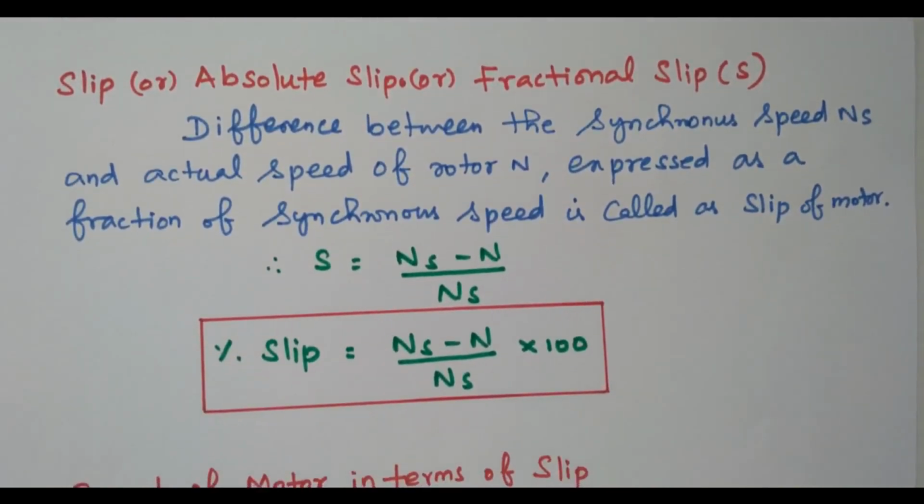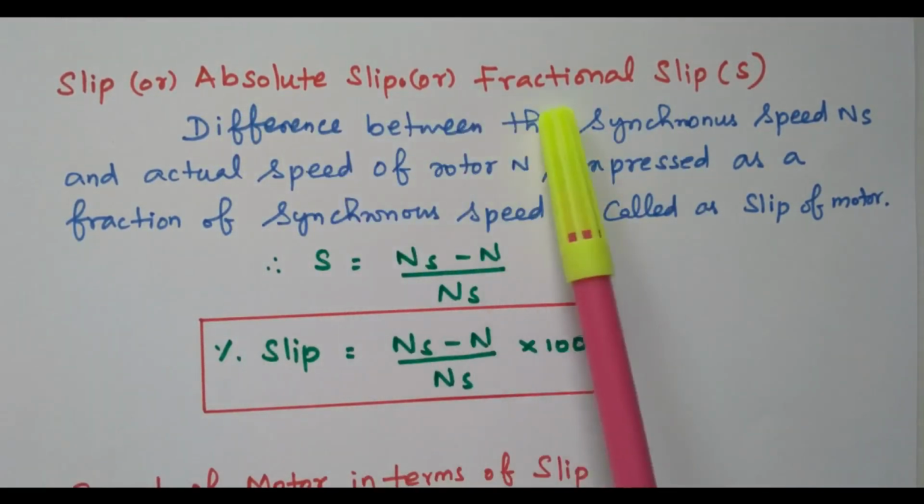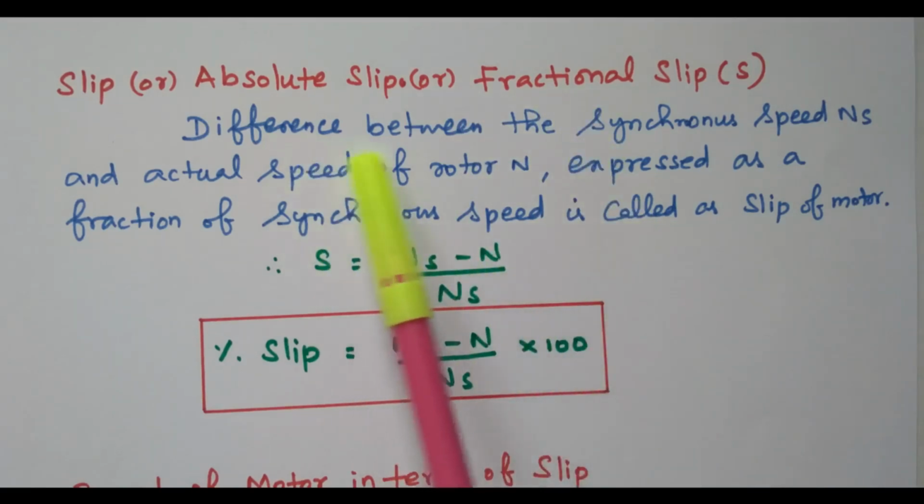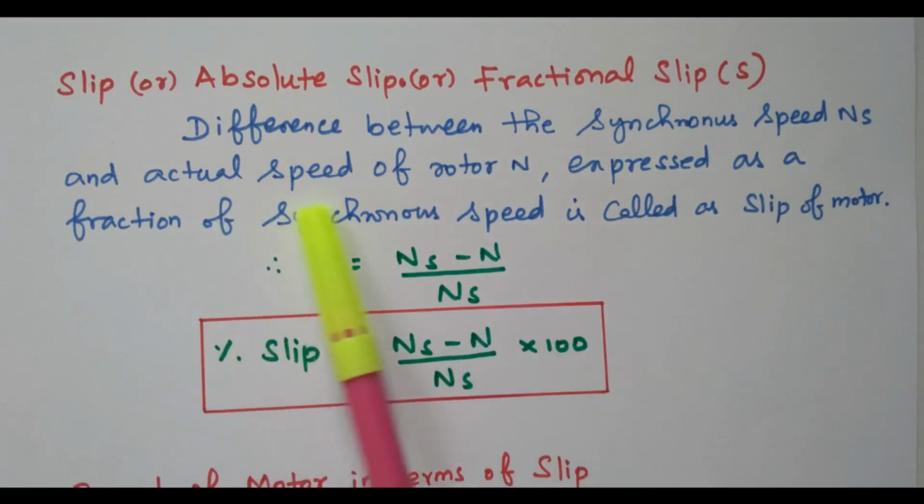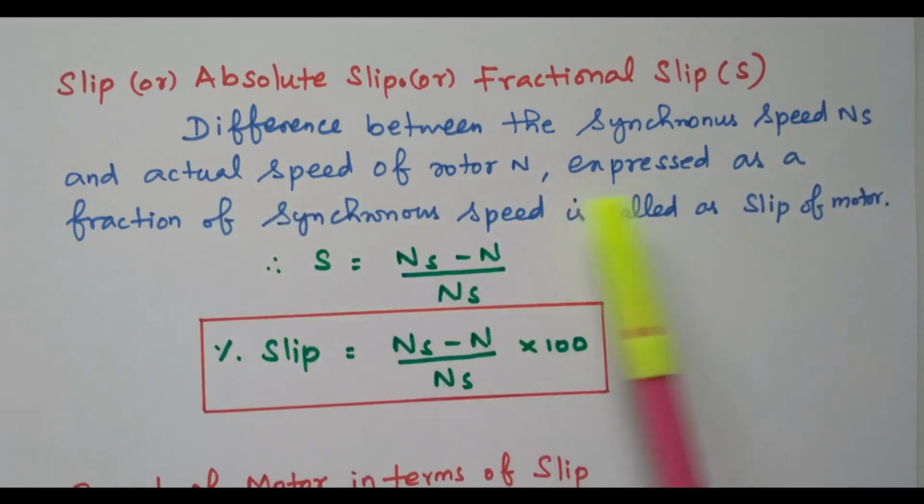Now we will see the definition of the slip. The slip is also called absolute slip or fractional slip. It is the difference between the synchronous speed and the actual speed of the rotor, Ns and N, expressed as a fraction of synchronous speed. That is, s equals Ns minus N divided by Ns. While taking the percentage of slip, it is Ns minus N divided by Ns, multiplied by 100. We need to multiply with 100.